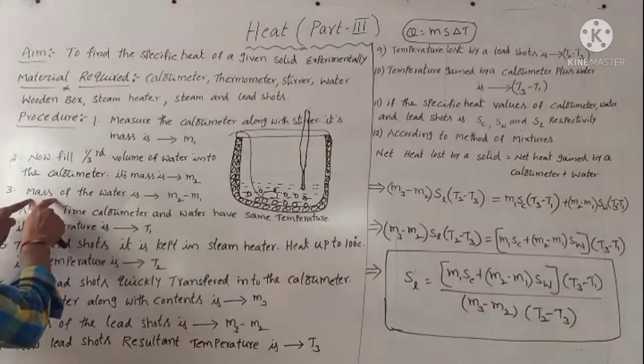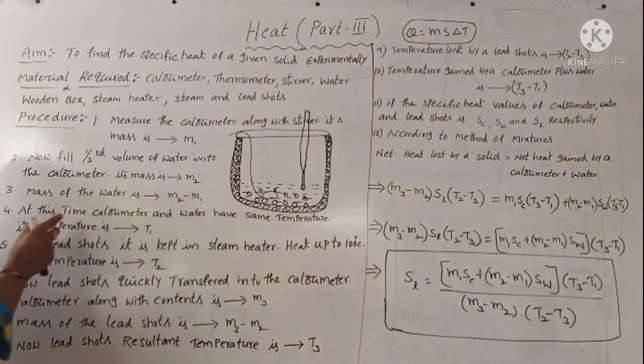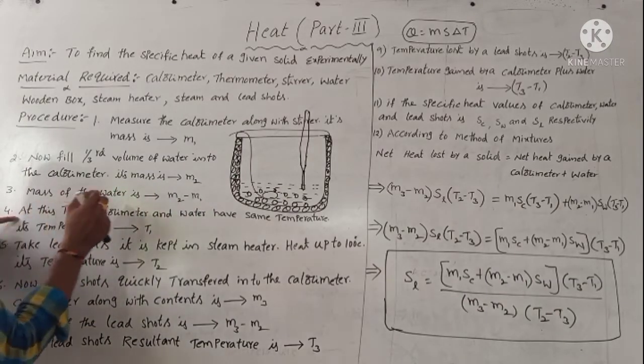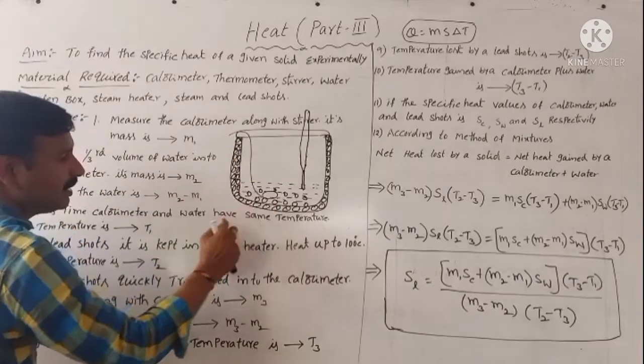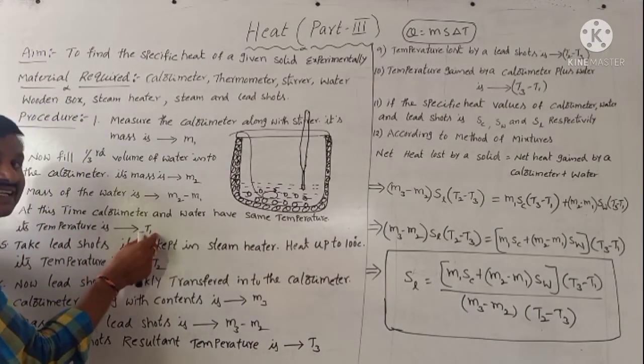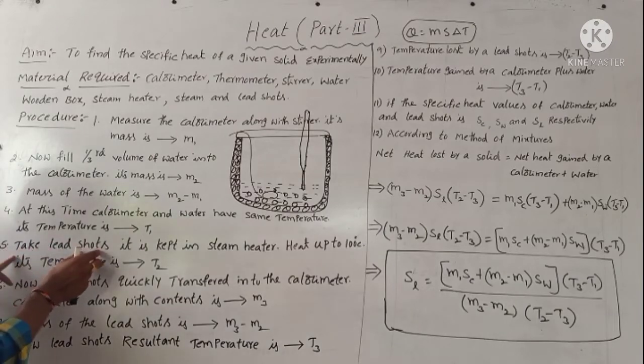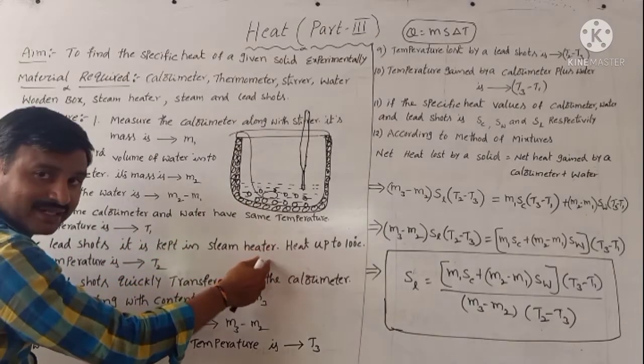After that, what am I asking here? The mass of the water is M2 minus M1. At this time, the calorimeter and water both have the same temperature. Its temperature value is T1. This is the next step. Now take the lead shots. It is kept in the steam heater.